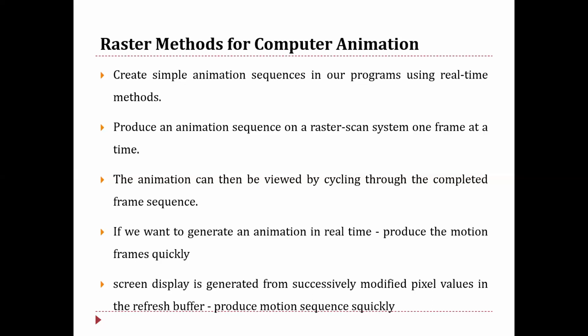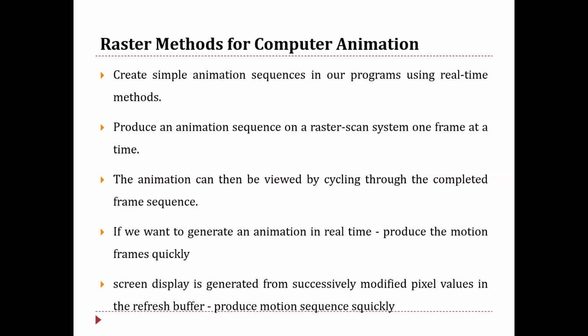If you want to generate an animation in real time, we need to produce the motion frames quickly enough so that a continuous motion sequence is displayed. That means the frames should be created so quickly that when you display them, they are represented as continuous frames. I think the best example that I can give you is a movie. They're all scene by scene, but at the end, when we look at a movie, we do not see the difference from one scene to another scene. It's continuous for us.